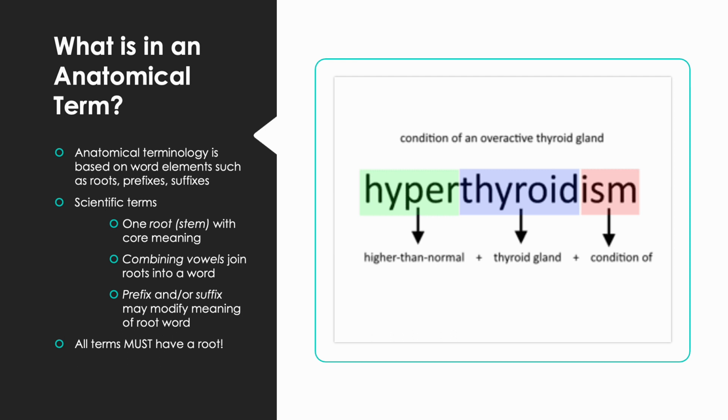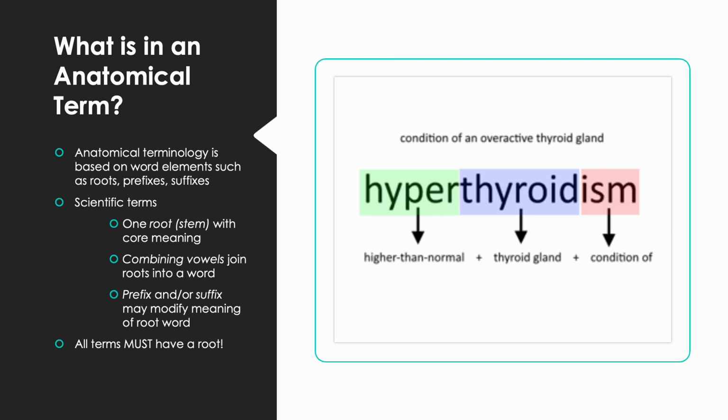So what is an anatomical term? An anatomical term is based on word elements such as roots, prefixes, and suffixes. The terms must contain one root, and they use combining vowels to join roots with prefixes or suffixes. You don't have to have a prefix or a suffix, but you do have to have the root. So there's a middle part and then possibly a beginning and an end. The prefix is the beginning and the suffix is the end. The root is the main middle part.